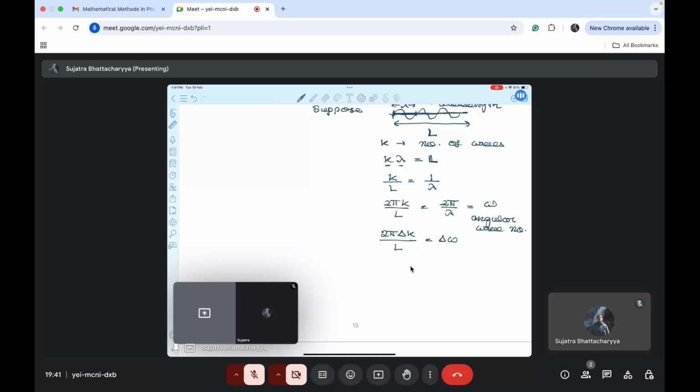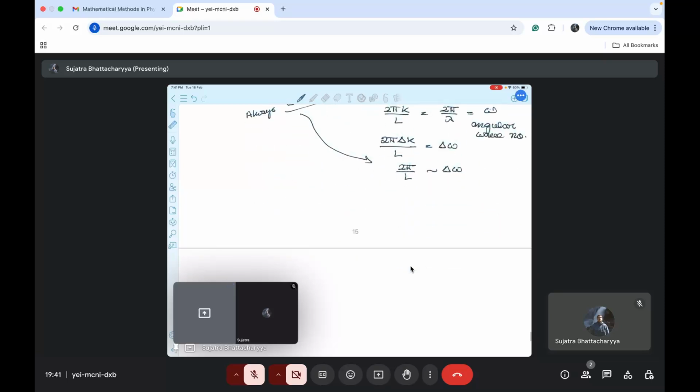Now we all know that k takes values 1, 2, 3, 4, or minus 1, minus 2, minus 3, minus 4. The difference in k, delta k, is always 1. Always 1. So 2 pi by L is roughly equal to delta omega. Great. So we are using this. Okay. Now once we have done this, let's go to the integral again.